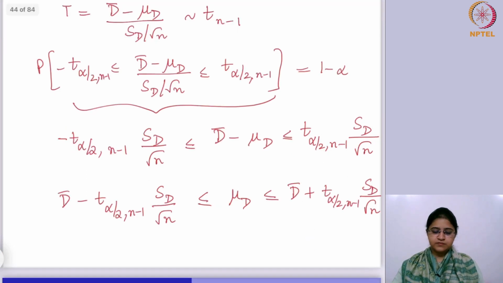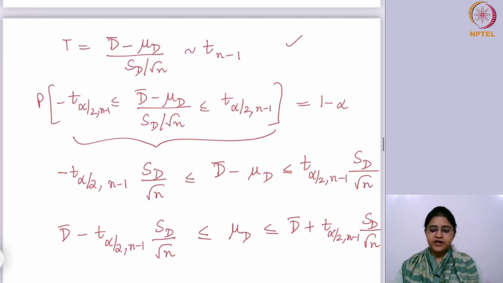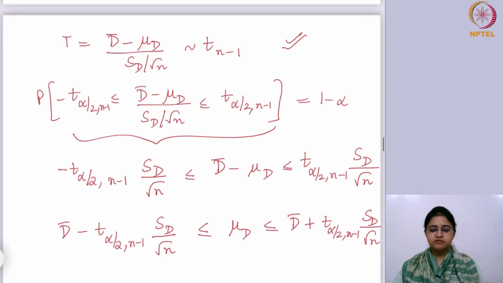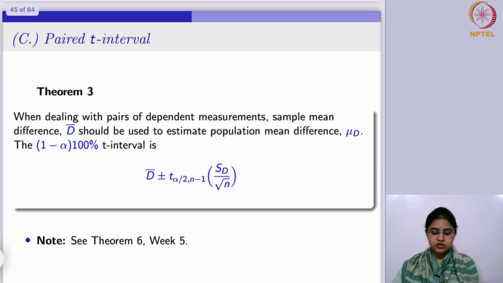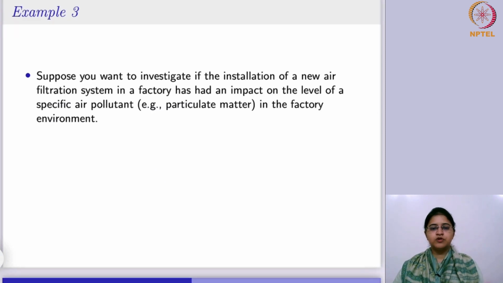So again, with just the idea of this sampling distribution, we have solved it. If you go back to your week 5, you can see the corresponding result where we obtained the sampling distribution for your paired t-test, when you had dependent measurements. So this is basically theorem 6 in week 5. Now let us look at the example.